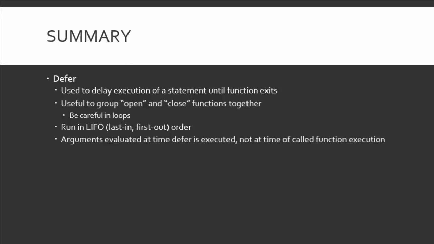Arguments in a deferred call are evaluated at the time the defer is executed, not at the time the called function is executed. That's important to keep in mind because you could pass variables into a deferred function call, and it can be a little confusing if you change the value of those variables further on and those aren't reflected in your deferred statement. So just keep in mind, when you call defer, the values of those variables are captured at the time that defer is executed, not at the time the function actually executes.